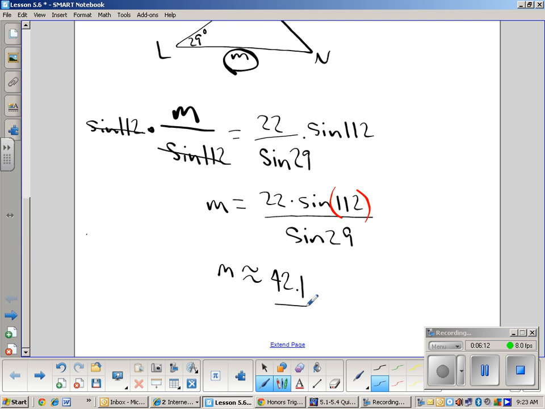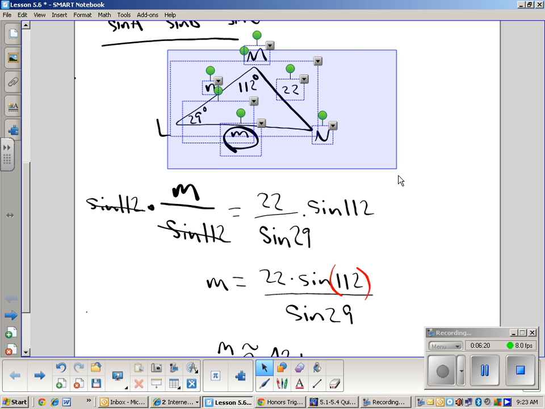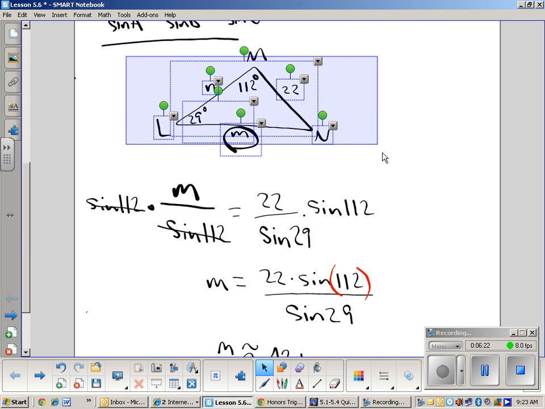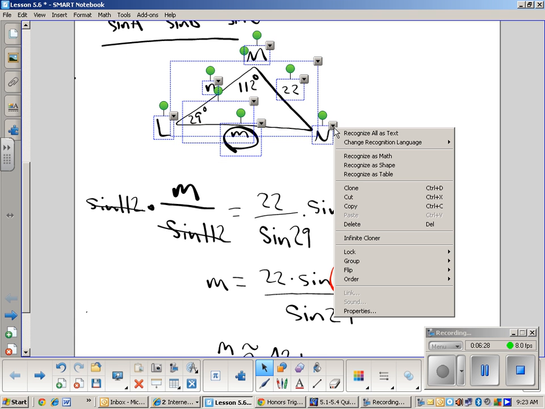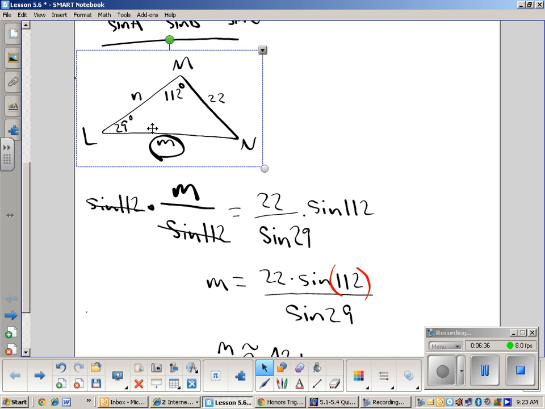All right, we need to find n yet. So we'll set it up. The angle's pretty easy to find. You just subtract the two other angles from 180 and then the remainder.